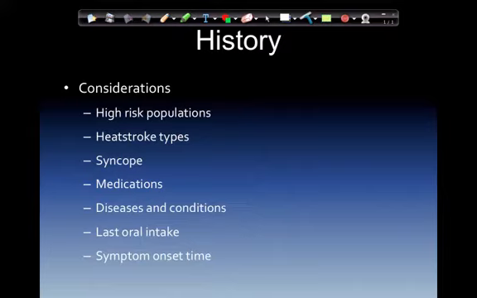Heat stroke types: there are two different types, exertional and classic. Syncope, loss of consciousness, and seizures. Medications for this: sympathomimetics we need to know about. Psychotropics can also predispose you to heat stroke. Cardiovascular medications can increase the patient's risk for heat stroke. Diseases and conditions like hyperthyroidism or pheochromocytoma, which is a tumor on your adrenal gland.